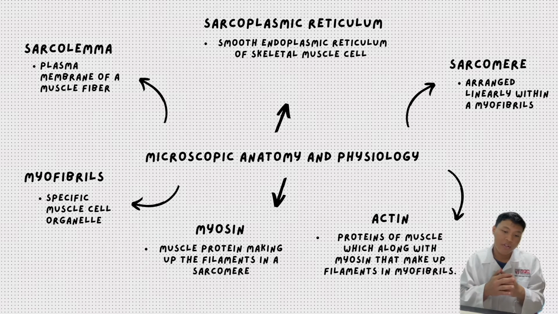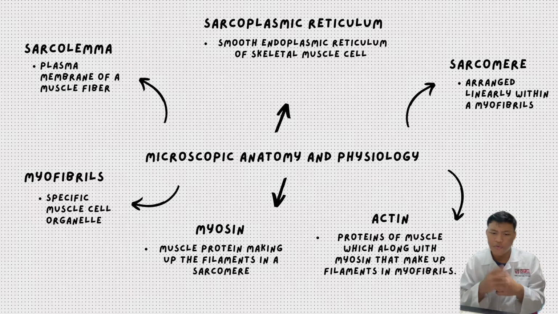And other than that, you need to know about sarcomere. Sarcomere is one of many units arranged linearly within a myofibril. Next, we have myosin. Myosin is a muscle protein making up the filament in sarcomere. And lastly, we have actin.